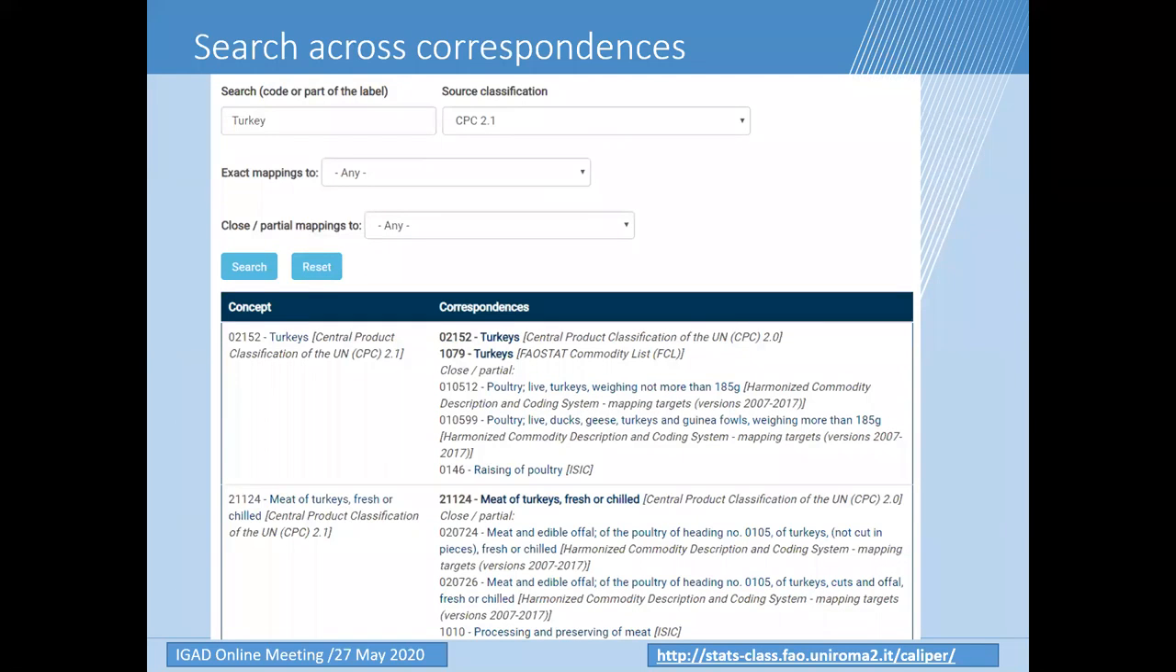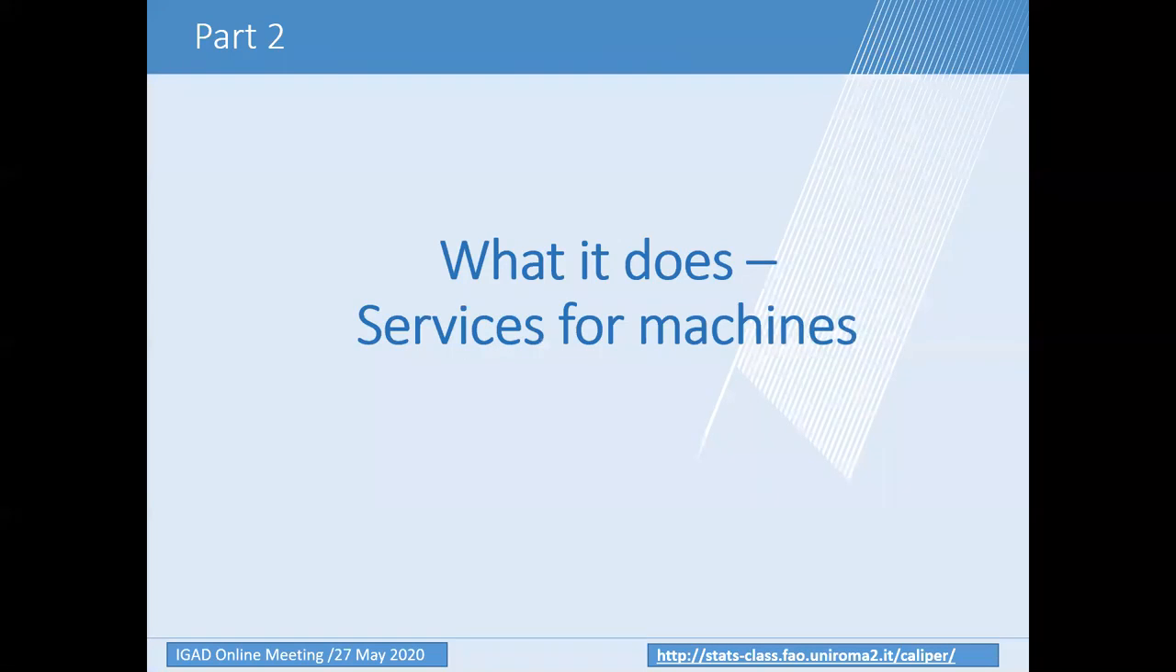You can also go and search across all the datasets of correspondences by setting the source and the target classification. And that was for humans, if you're interested in looking up, browsing around and searching.